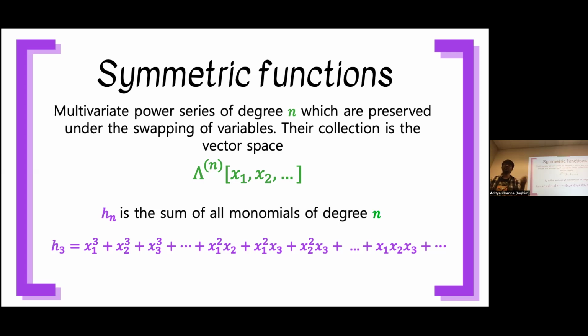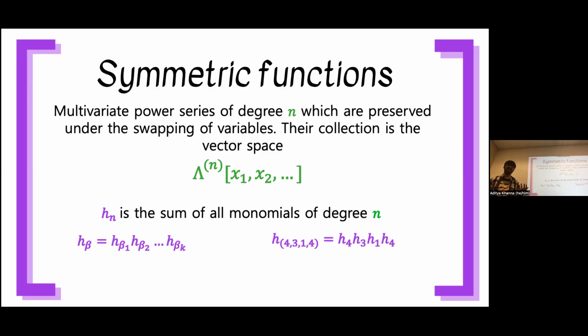This is called H_n. So H sub 3 is this. You can define it for a composition. So you can slightly extend this idea. H indexed by a composition is just the product of H's indexed by the parts of the composition. So H_4314 is H_4 times H_3 times H_1 times H_4. Products of symmetric functions are symmetric. Addition of symmetric functions is symmetric, so everything works out. So this is one guy, right? Store it away at the back of your head.